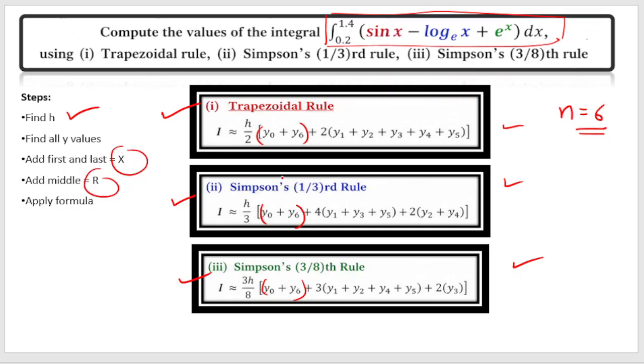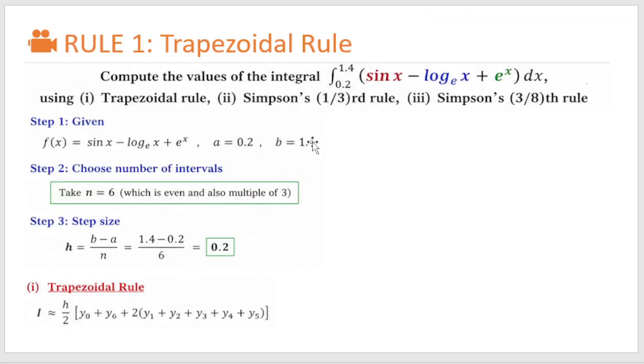Okay. So let us start with the trapezoidal rule, right? In step number 1, we will compare the given integral I is equal to the integral from a to b of f of x dx. Now you can see the values of a and b, right? So here 0.2 is a, 1.4 is b, and your f of x is this function.